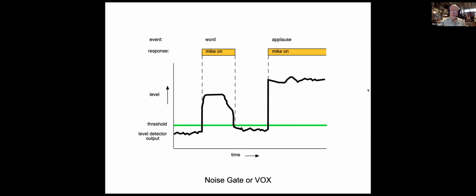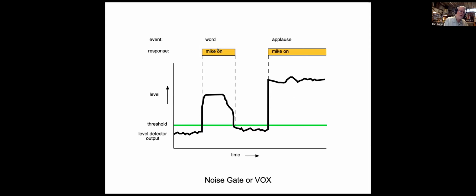Now, the first thing that came to mind, of course, in how do you automatically turn mics on when they're needed is what's called a gate. We're all familiar with noise gates, or in the communication industry, that's called a voice-operated switch. Here's a chart of the action, time going this way, level going this way, and here's the output of a level detector on the signal channel. When someone speaks, the level comes up. So you set a threshold so that when someone speaks, the microphone turns on. And that's all very well and good.